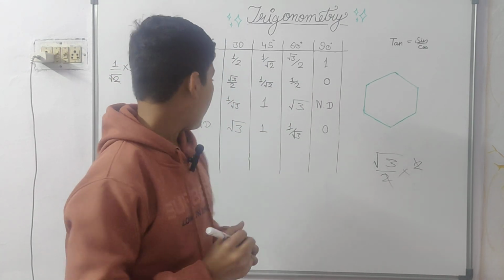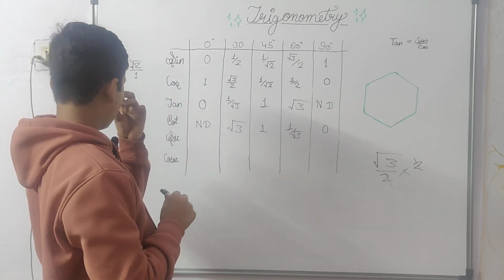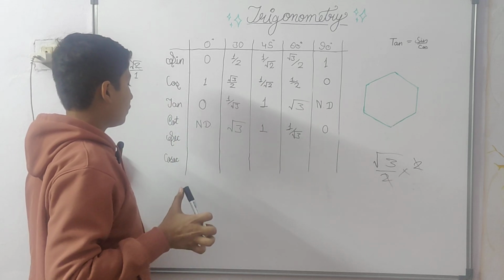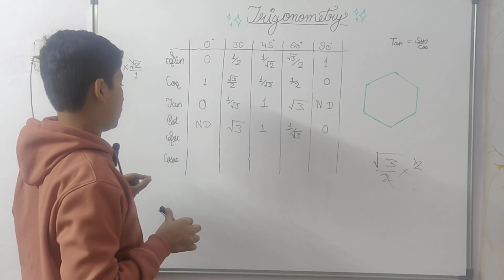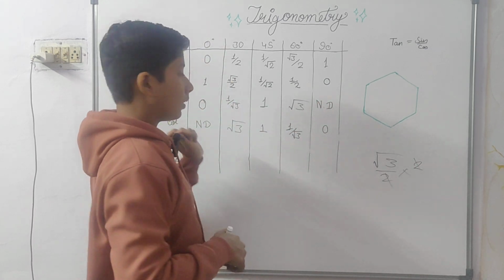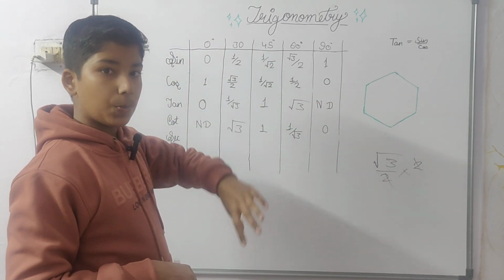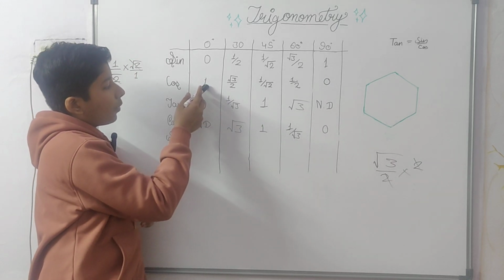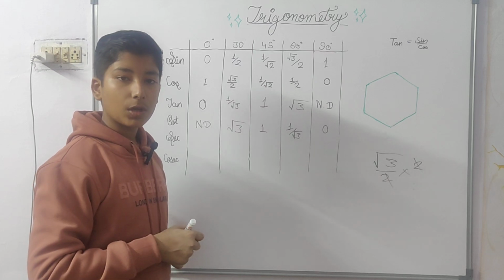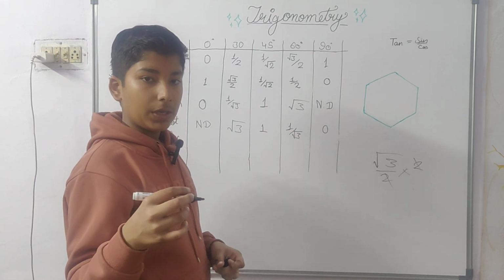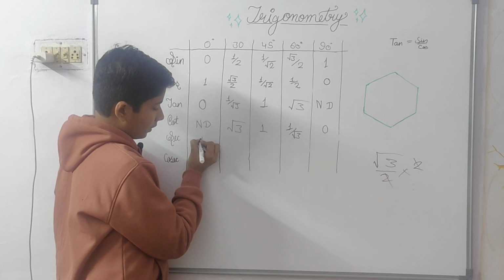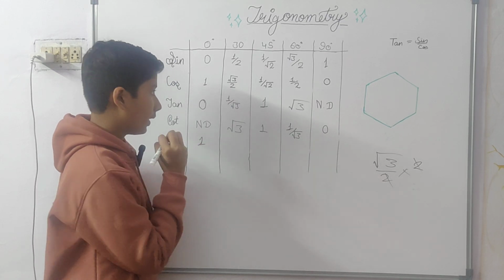Now to find sec, what will we do? We know that sec is the opposite of cos, so we'll just do the opposite of it. Like opposite of 1 means the reciprocal of 1. So what is the reciprocal of 1? 1 upon 1, which will also be 1. So reciprocal of 1 is also 1.